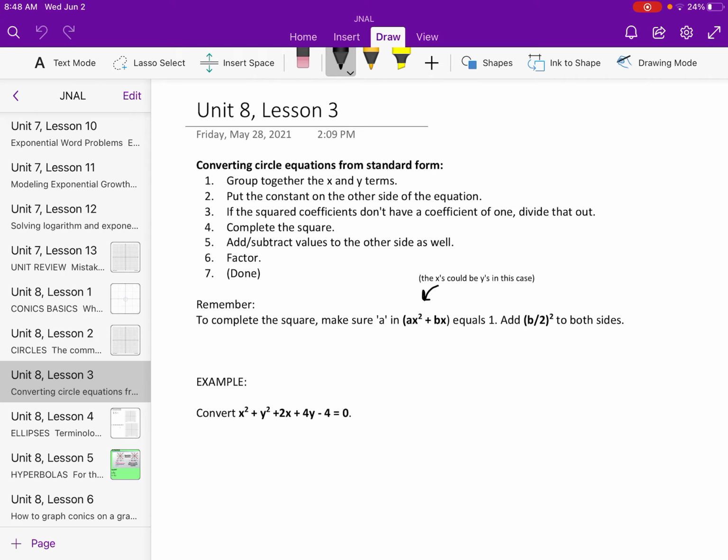This is Unit 8, Lesson 3, on converting circle equations from standard form.